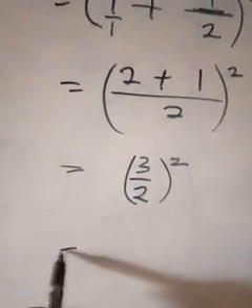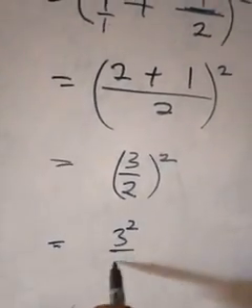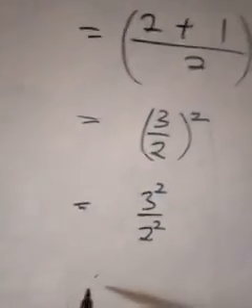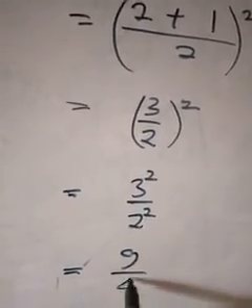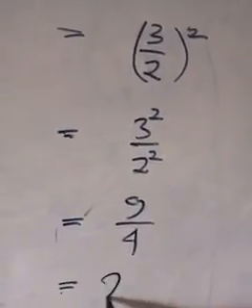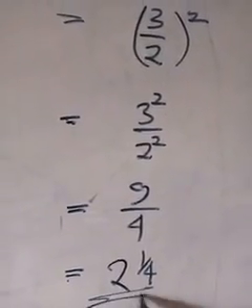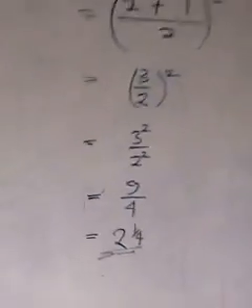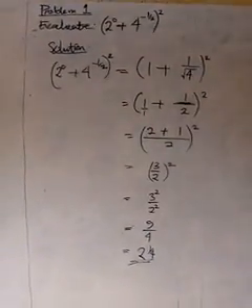Then from the law of indices that has to do with power, this means 3 raised to the power 2 divided by 2 raised to the power 2. Our answer is going to be 9 over 4, or 2 and 1 over 4. So this is how we simplify a problem like this that has to do with indices.